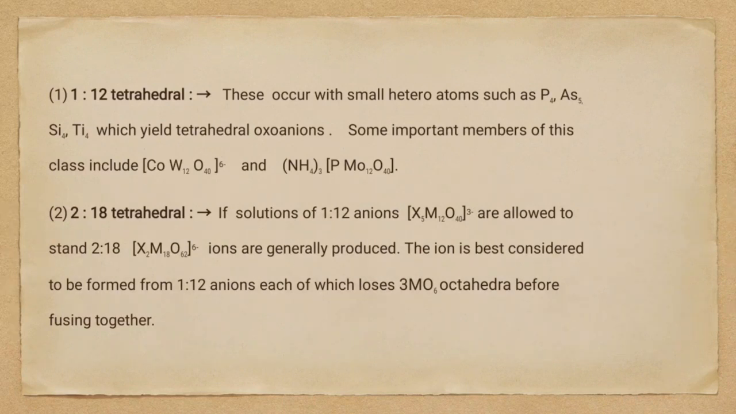2 is to 18 tetrahedral. If solutions of 1 is to 12 anions are allowed to stand, 2 is to 18 ions are generally produced. The ions are best considered to be formed from 1 is to 12 anions, each of which loses 3 MO6 octahedra before fusing together.